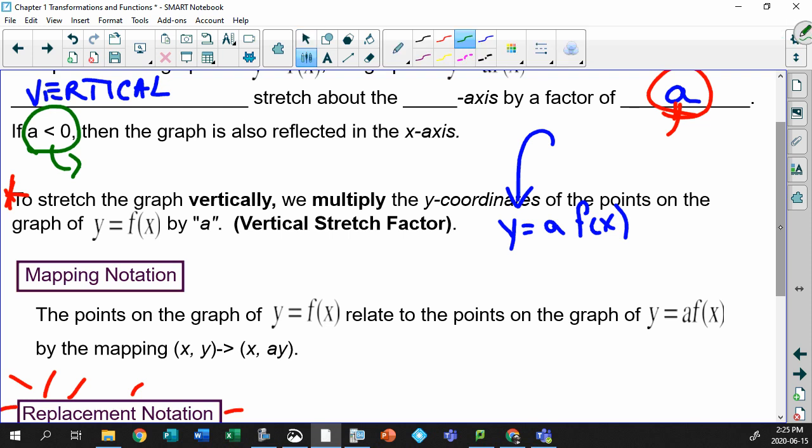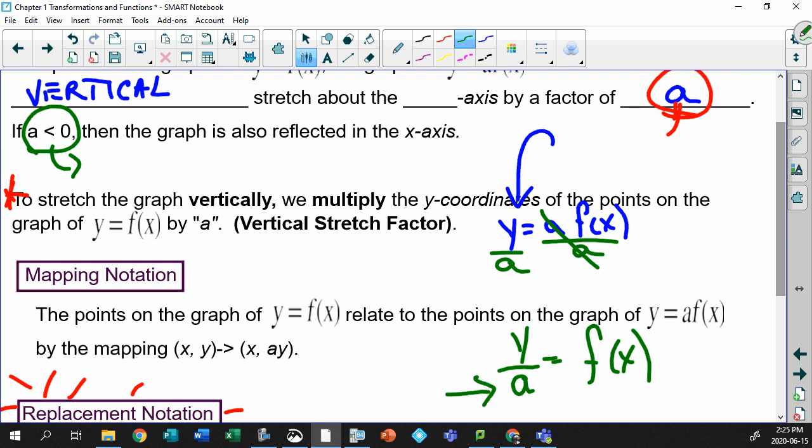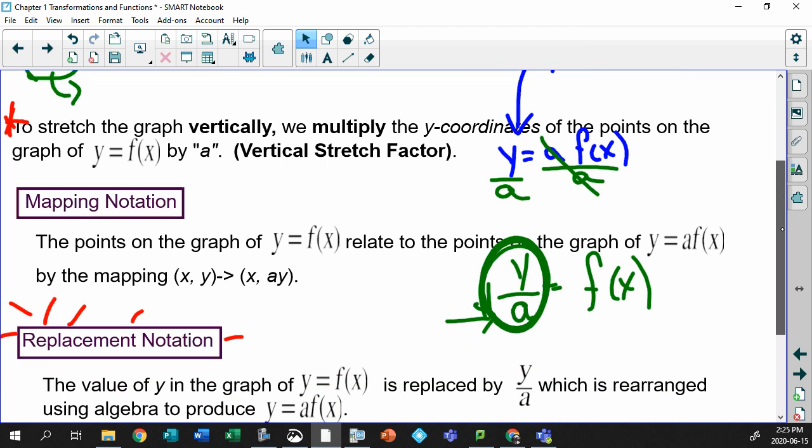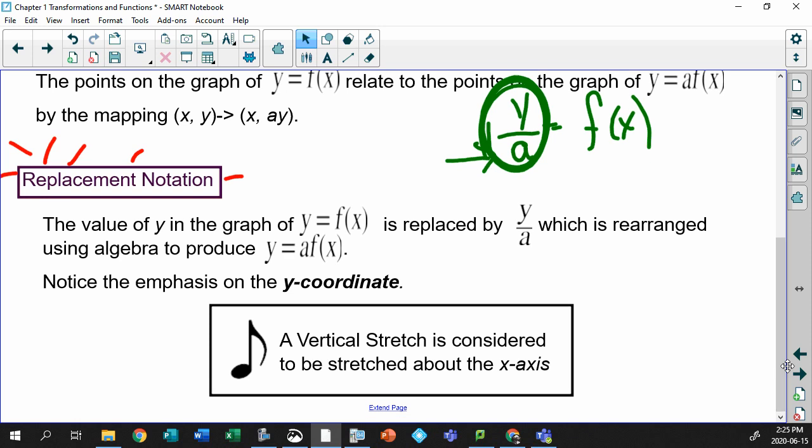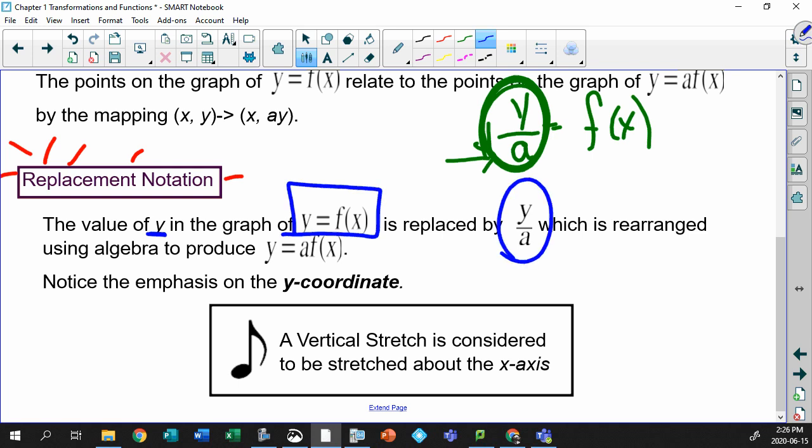So here's what we do. Let's get rid of the a. Let's divide both sides by a. Boom. So you're going to have something that looks like this: y over a equals f of x. And look, there's the stretch factor. Granted, it's in the denominator. So what? But now the emphasis is with the y's or the y coordinate. There's a replacement notation. I'm going to show you how this works right away, and this is going to make all kinds of sense. So let's go to the replacement notation notes here. It says the value of y in the graph is replaced by y over a. Oh, there's my dyslexia getting the best of me.